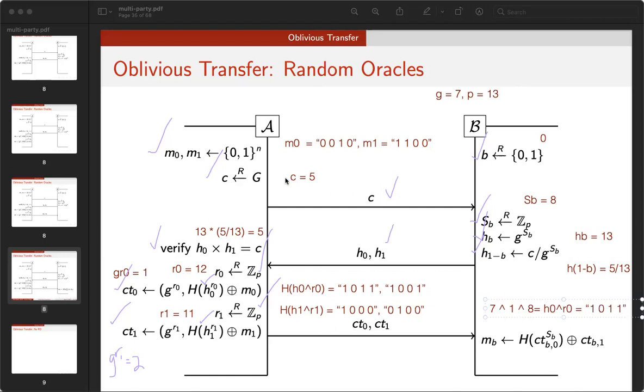Apply 1, 0, 1, 1 exclusive OR with 1, 0, 0, 1, we get 0, 0, 1, 1. So we say M0 equals 0, 1, 1, XOR 1, 0, 0, 1. And that gets us our actual message.